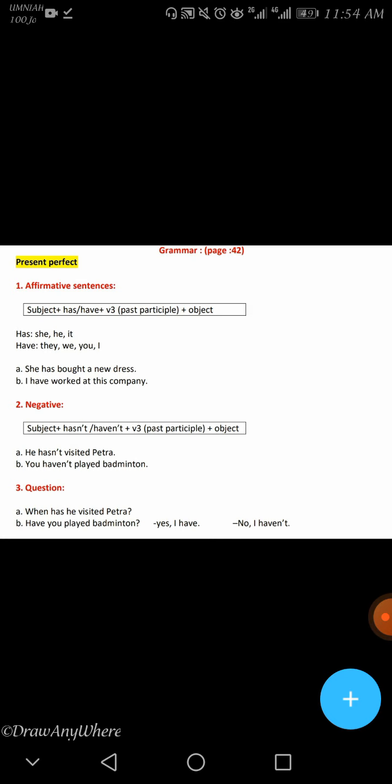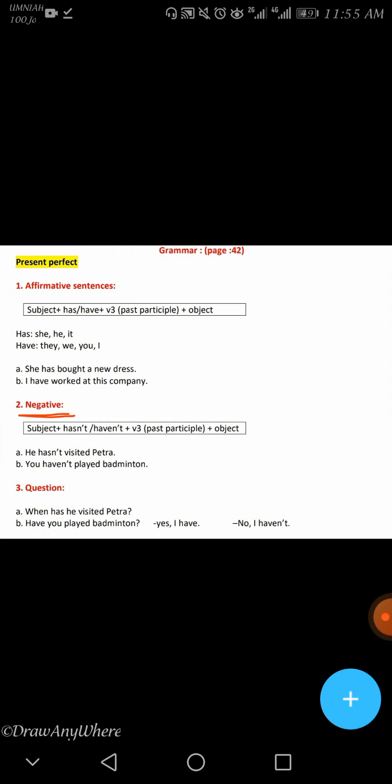Let's take an example. She, as you see here, must be used with has, and after has must come the third form of the verb buy, which in this case is bought, a new dress. She has bought a new dress. This is the form of the affirmative sentence. Okay. I have worked at this company. I always goes with have, and worked is the third form of work. Okay. What about negative?